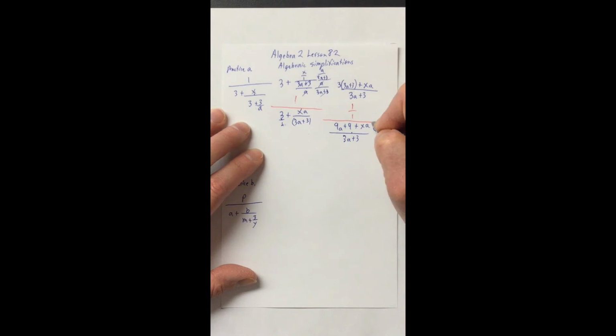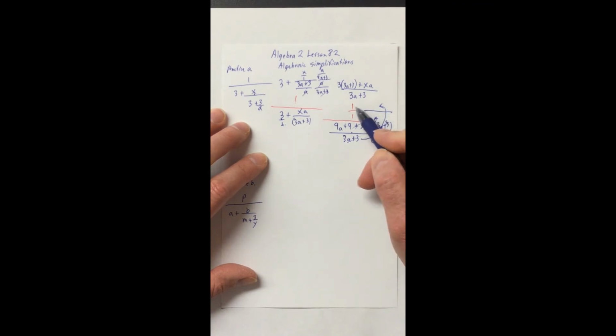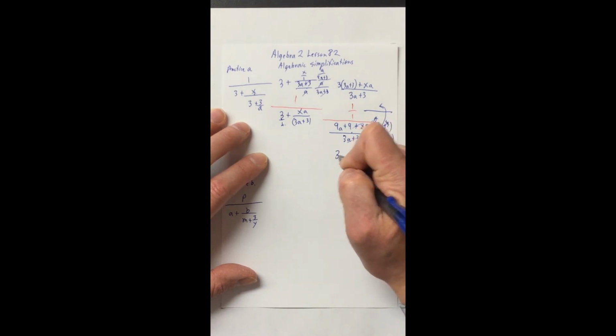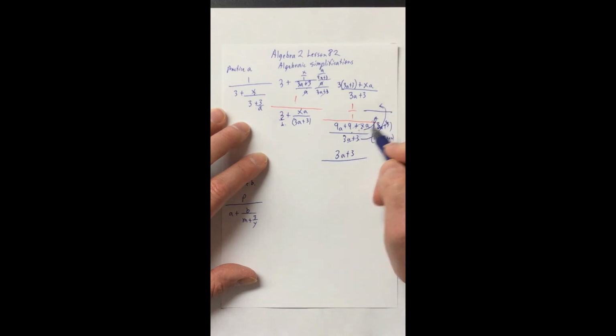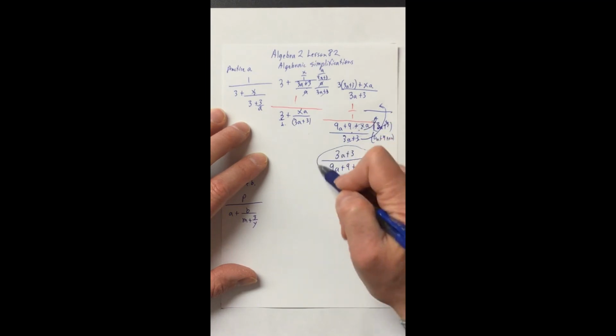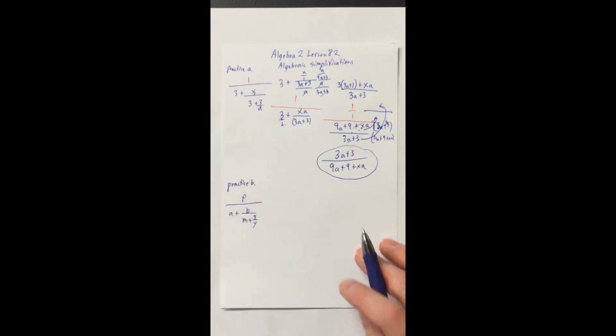So as I invert, basically, the 3a plus 3 is on the top, and the 9a plus 9 plus xa is on the bottom. If I were to write it up here, this part's going up top, this part's going down here. On the bottom, everything cancels, but on the top, if I multiply it by 1, nothing changes. So as this part goes to the top, I get 3a plus 3. And as this one goes to the bottom, 9a plus 9 plus xa, and multiplying by 1 doesn't change it. So this is my answer for practice problem A.